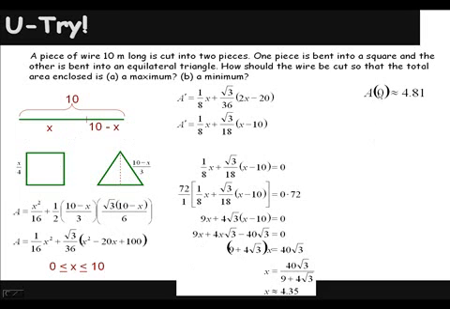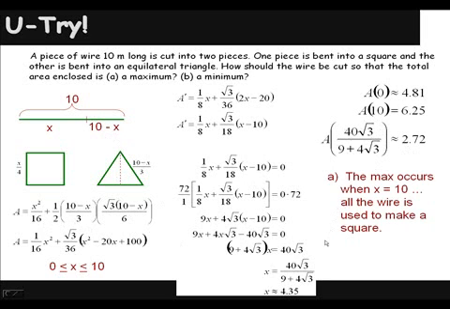If I don't cut it from the left side, I put in 0 for x into my area function, I get about 4.81. If I don't cut it from the other side and make all of a square, I get 6.25. And if I cut it at the 4.35, I'm going to actually use the exact value here so I don't round twice. Plug that into this function on my calculator, I get about 2.72. Therefore, the maximum occurs when x is 10. In other words, I use it all to make a square. And the minimum occurs when x is about 4.35 meters.